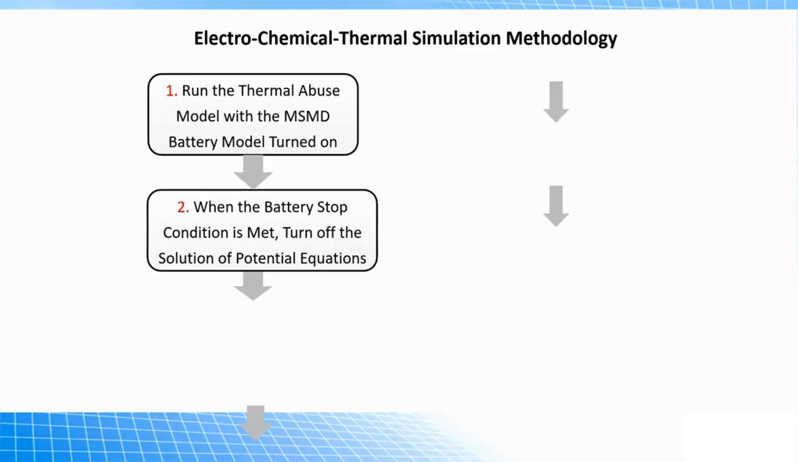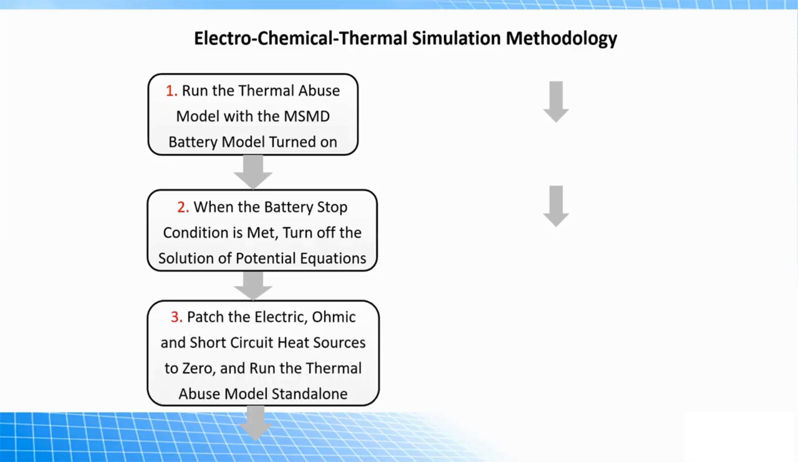Once you have that turned on, step number two is that you simulate until a battery stop condition is met. There are several ways to define this, but the idea here is that you're looking for when the battery has lost most of its potential. One of the most common ways to model this is when the voltage difference between the positive and negative electrodes drops below a certain point, for example.